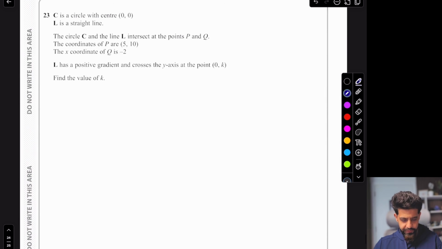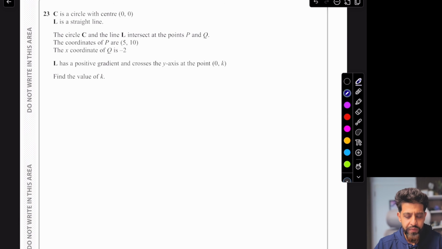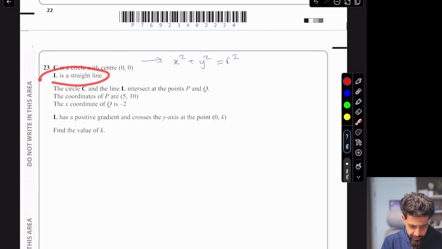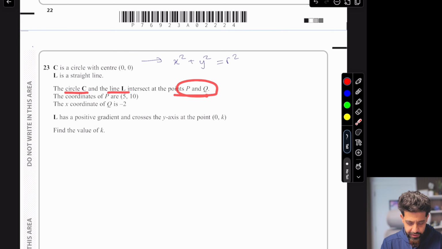Question number 23. C is a circle with the center 0, 0. L is a straight line. Now, quick reminder, the equation of a circle is x squared plus y squared is equal to r squared, when the center is 0, 0. L is a straight line, y equals mx plus c style. The circle C and the line L intersect at the points P and Q. Okay, so they intersect twice, so it's not a tangent.